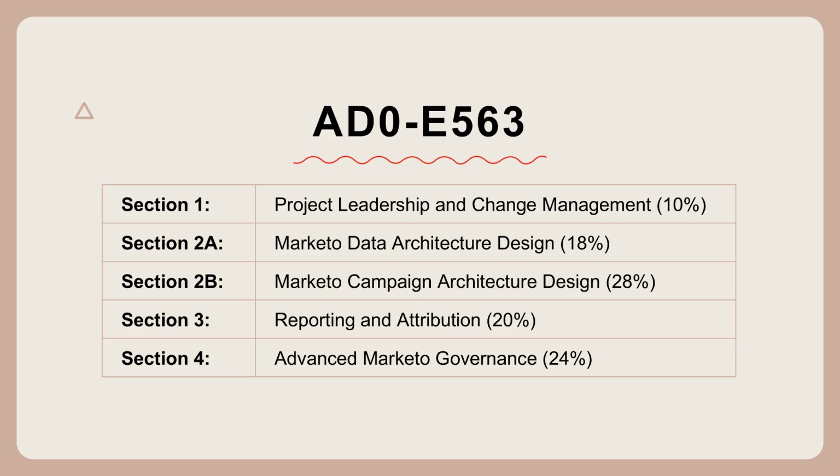The structure breaks down like this. Project leadership and change management makes up 10% of the test. Marketo data architecture design is 18%. Then you have the biggest chunk, which is Marketo campaign architecture design, coming in at 28%. That's a huge portion. It is. And then reporting and attribution makes up 20%. And finally, advanced Marketo governance is 24%. So it covers a massive amount of ground.